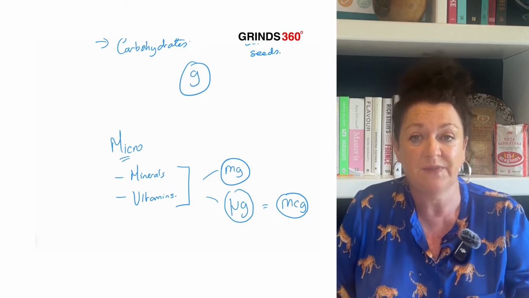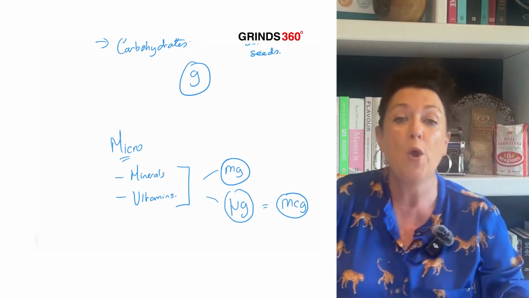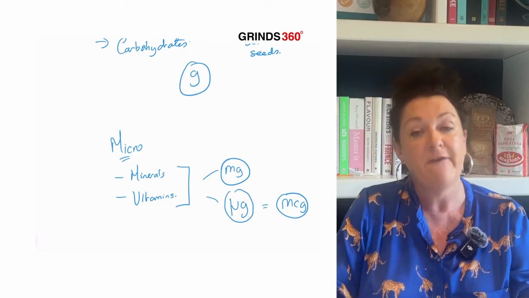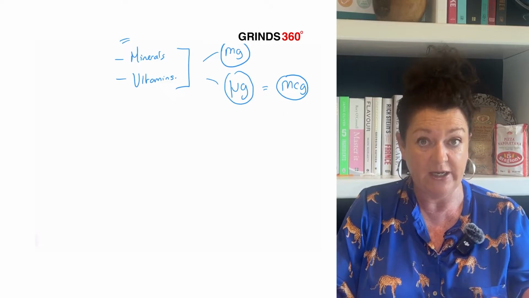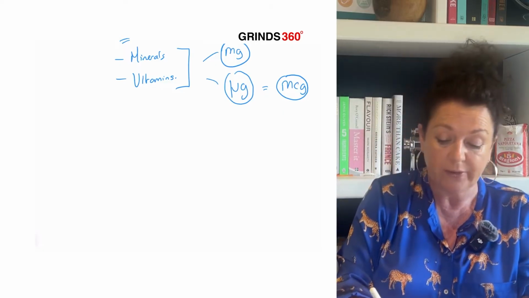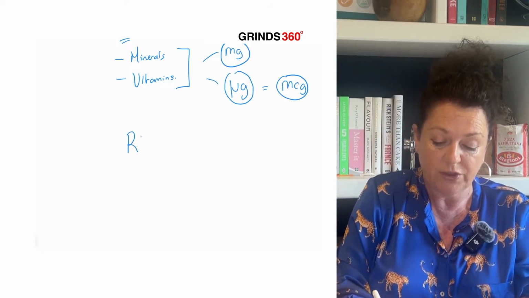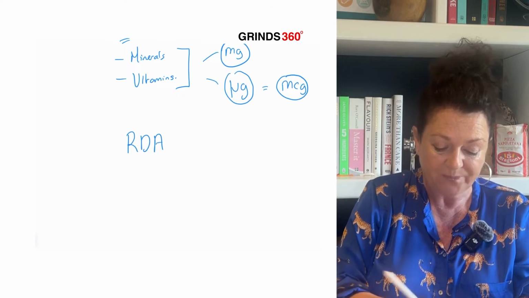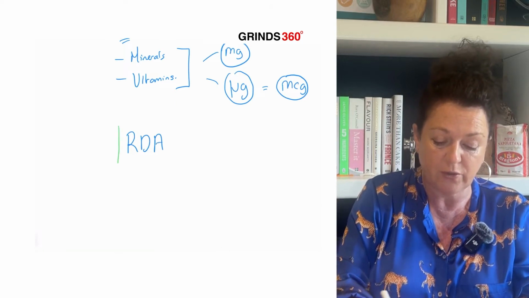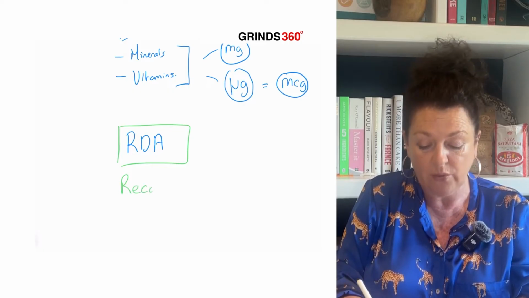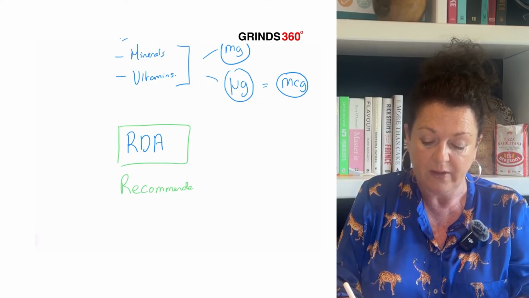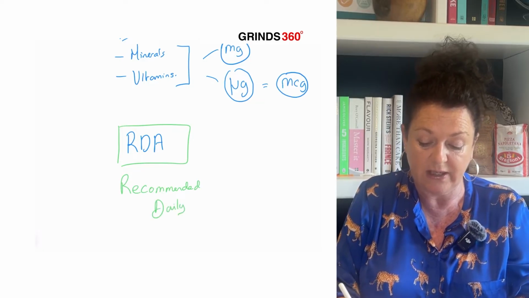Now, what is an MCG or a microgram? 1/1,000,000th of a gram. Very, very difficult indeed to try and imagine that we would need that amount of a nutrient. However, there is language that we will come across on our exam, and it's referred to as the RDA. And the RDA, many of you probably know, stands for recommended daily allowance or daily amount.